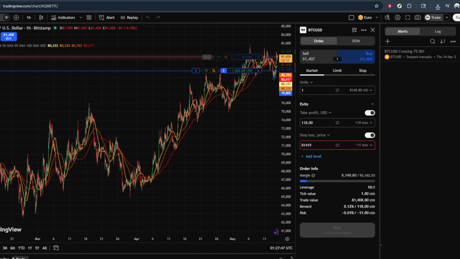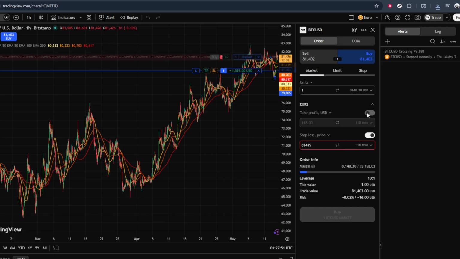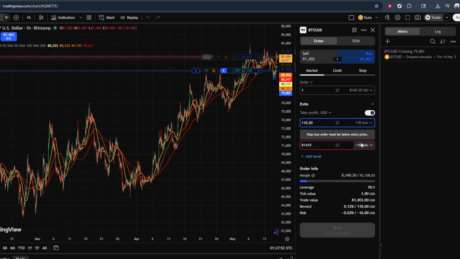When the trading panel is open, you'll see the basic order options like order type, quantity, and price. What we want to focus on here are the take profit and stop loss settings. Look for the switches or toggles labeled take profit and stop loss. By default, these are often turned off, which means your order would execute without any automatic exit levels. To change that, simply toggle on the take profit option and then toggle on the stop loss option as well.